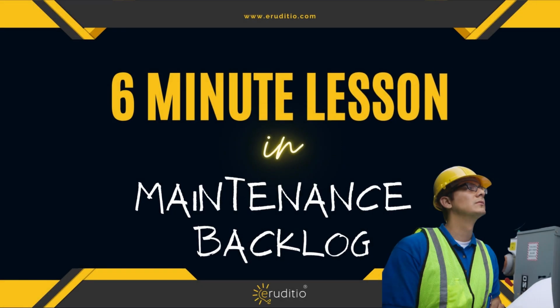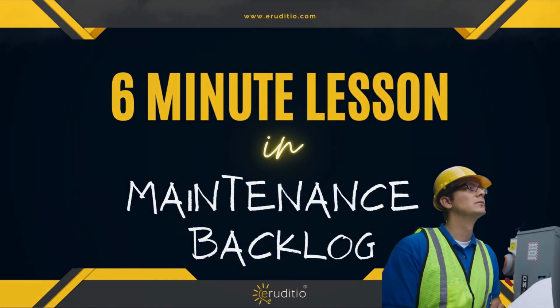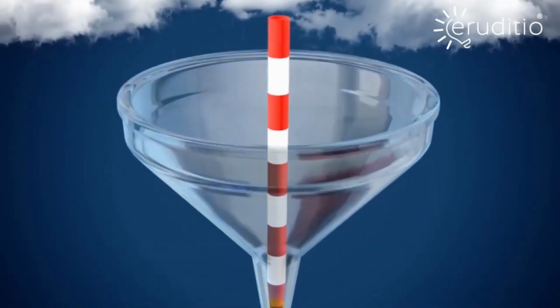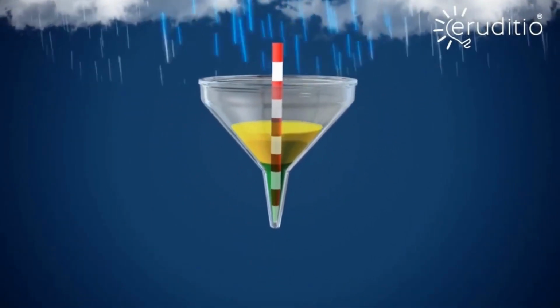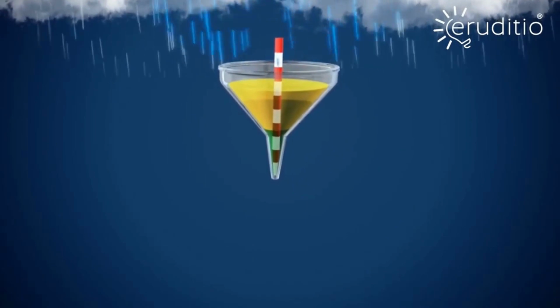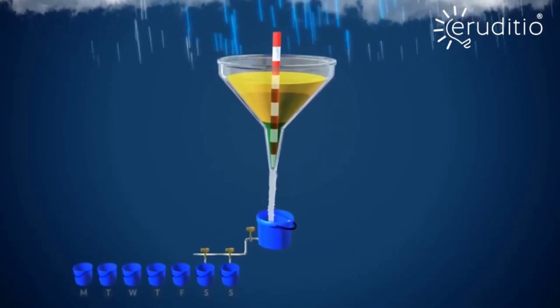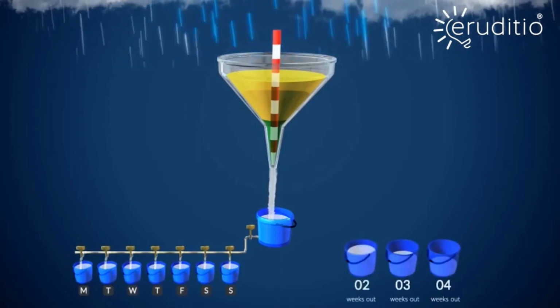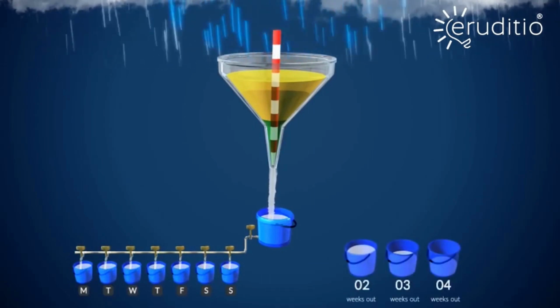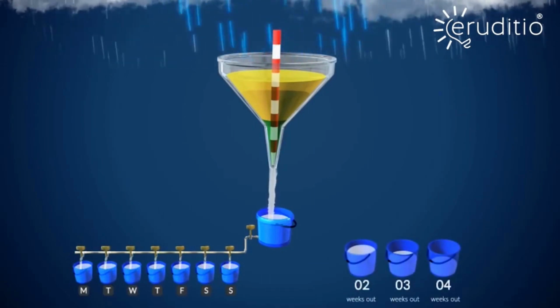A 6-minute lesson in maintenance backlog. One of the primary functions of maintenance management is to have the right amount of resources at the right place and at the right time. This is completed through backlog management. Backlog management is balancing the volume of work with labor resources to support the priorities of the organization.